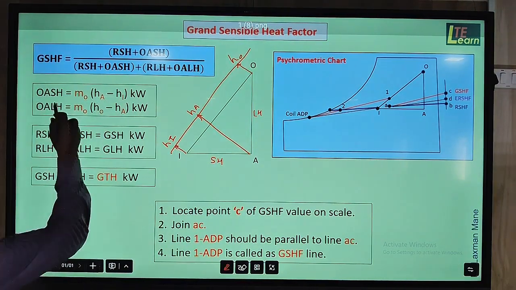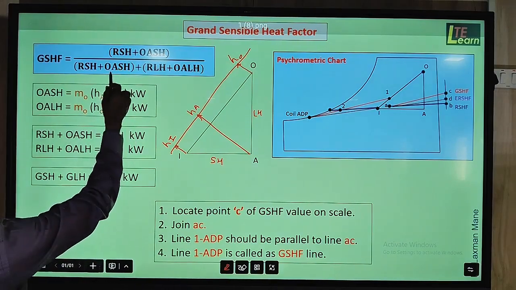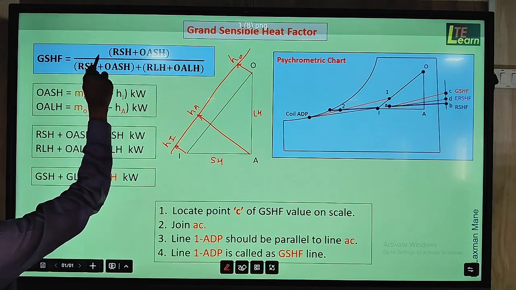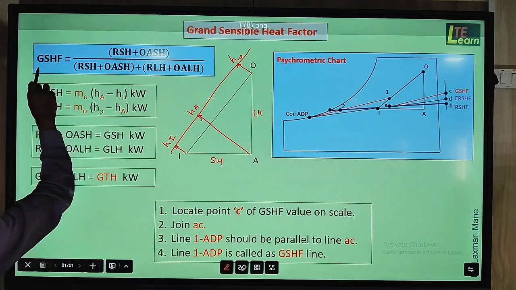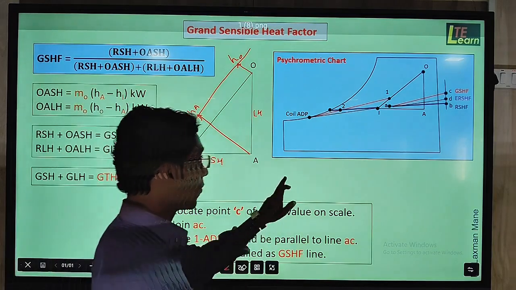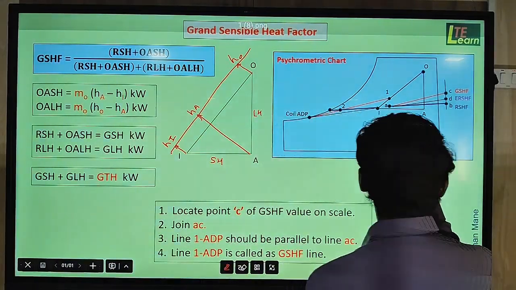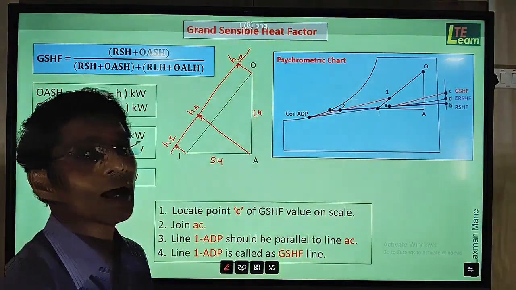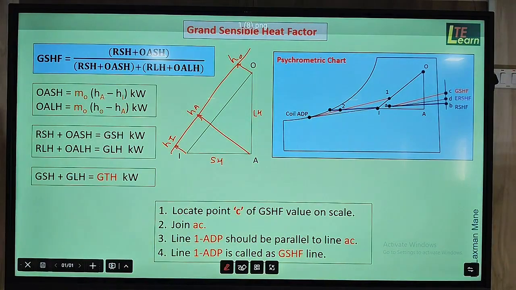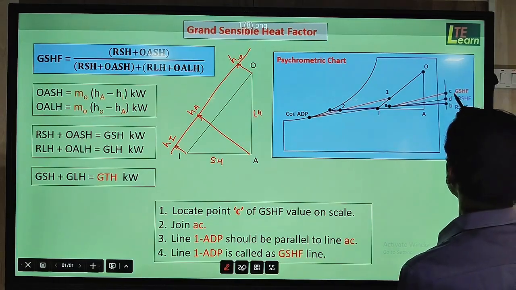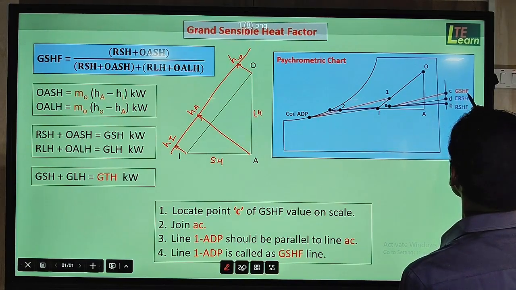Then by putting all these loads, that is OASH, OALH, RSH and RLH, which are given in the numerical, we get the calculated GSHF value, that is the grand sensible heat factor value. Now this value we locate on the psychrometric chart in the same way as we located the room sensible heat factor. So here we use point C to show GSHF, the grand sensible heat factor, on the scale.